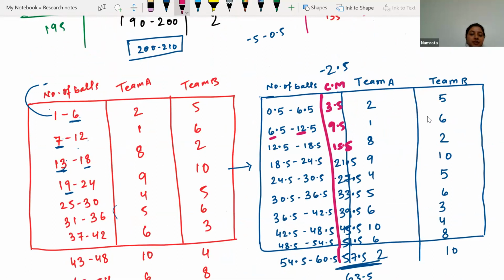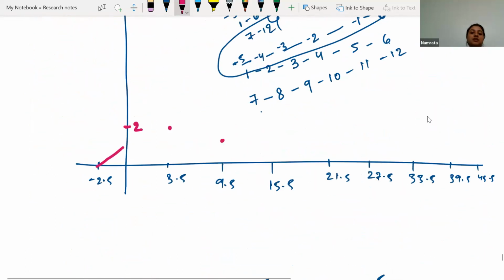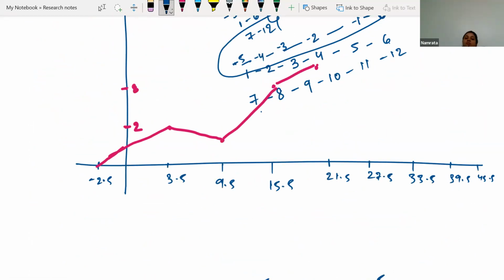Next one, team A frequency is 8. Next one, team A frequency is 9. So next one, team A frequency, let's say here is 8, and next one 9. So first join them like this for team A. Then for one of the figures, for team A, either make it a dotted line, and for team B make it a solid line with the help of a pencil.